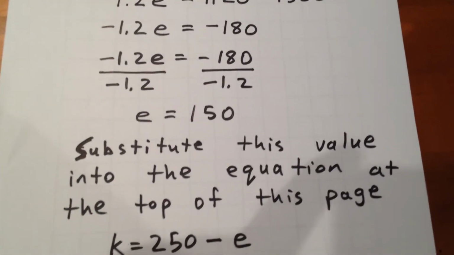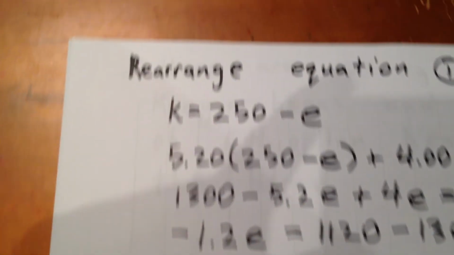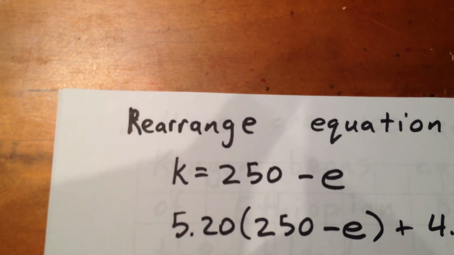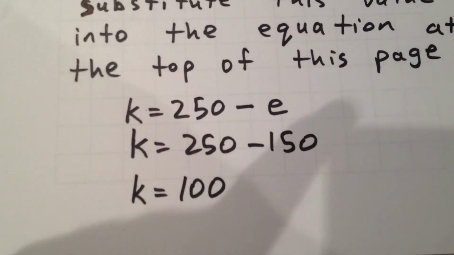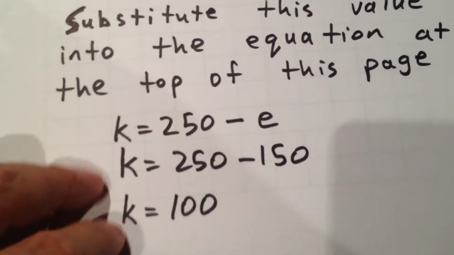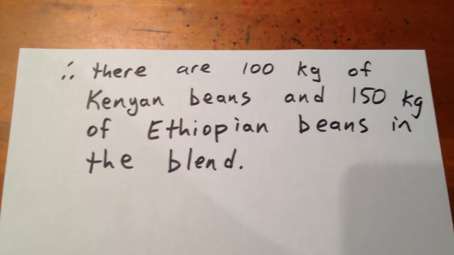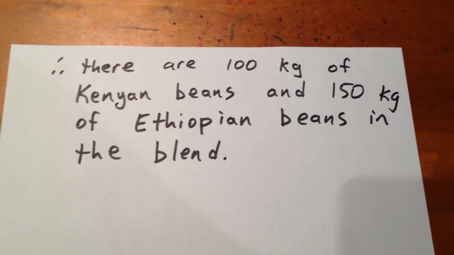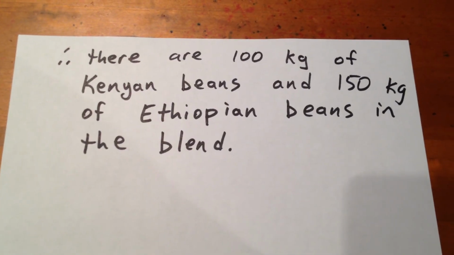We can substitute that value into the equation at the top of the page. The equation at the top of the page said K equals 250 minus E. And since E equals 150, that means K is 100. So we can make a formal therefore statement at the end and simply say, therefore there are 100 kilograms of Kenyan beans and 150 kilograms of Ethiopian beans in the blend.